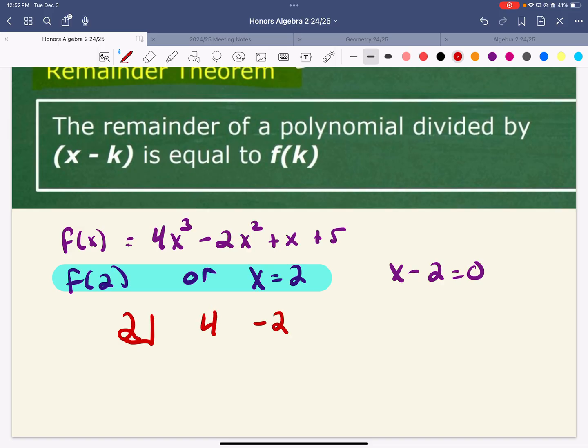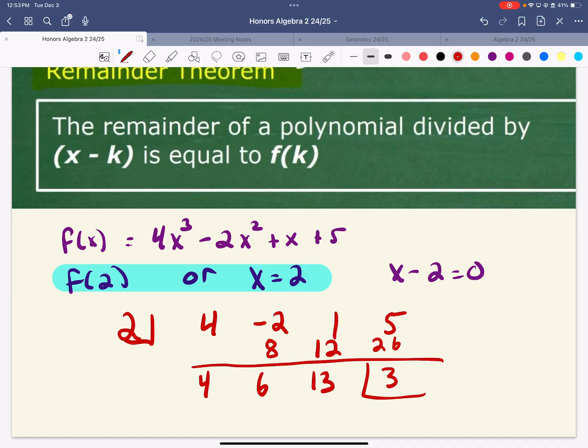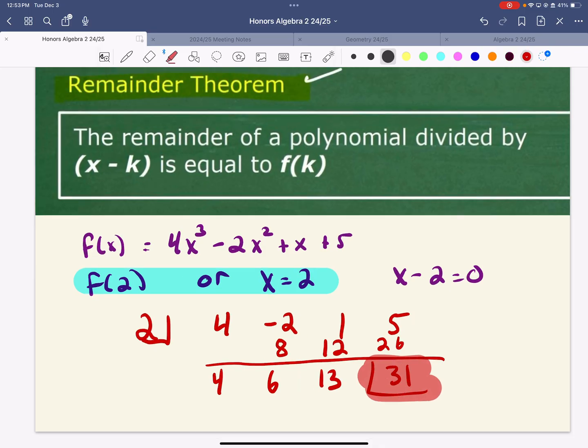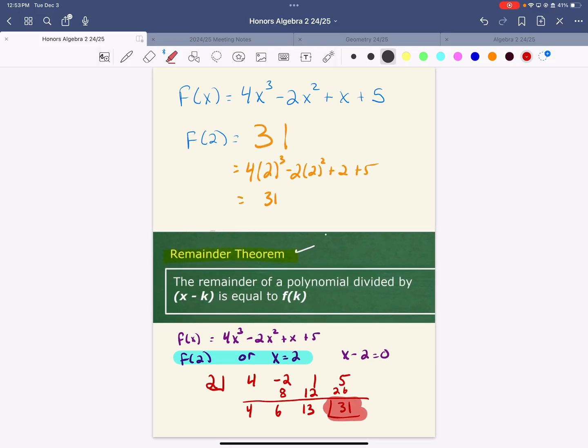So there's cubed, there's squared, there's to the first power, there's our constant. We drop the 4 down. 2 times 4 is 8. Negative 2 plus 8 is 6. 6 times 2 is 12. 12 plus 1 is 13. 13 times 2 is 26. We have a remainder of 31, which is what we wanted to happen because we said initially when we evaluated at f of 2, our answer was 31.